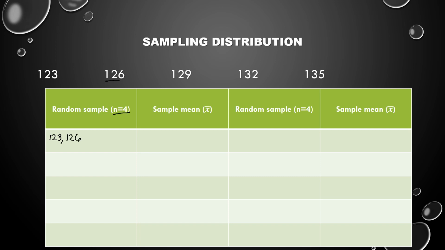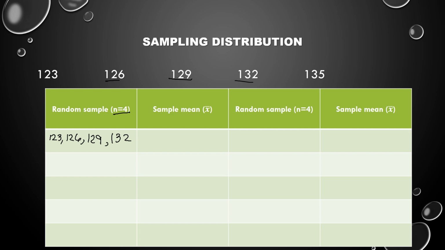Take note, we have n equal to 4. That means we must have 4 numbers in one combination. Next number after that is 129. So you just have to follow it. And lastly, we have 132. So that will be our first combination of 4 values from your data.